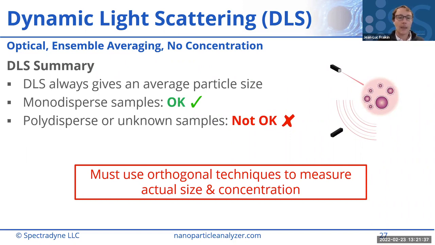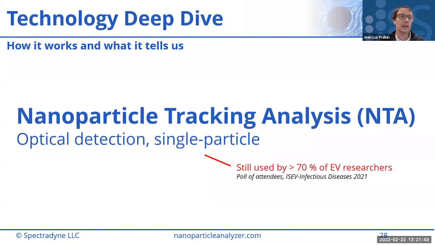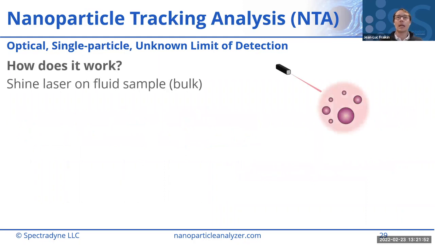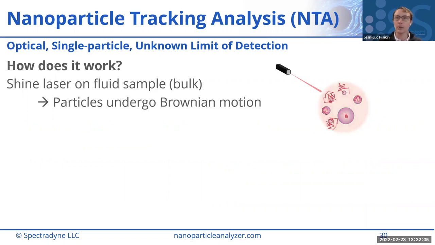Okay, I saw a question in the chat about the difference between NCS1 and NTA. We're about to talk about NTA, so hopefully this will answer your question. So let's talk about NTA and how it works and its benefits also. Nanoparticle tracking analysis is very similar to DLS in the fundamentals. The particles are undergoing Brownian motion.